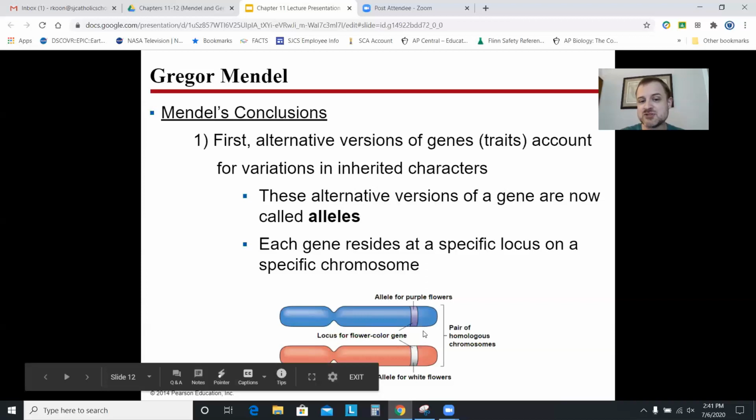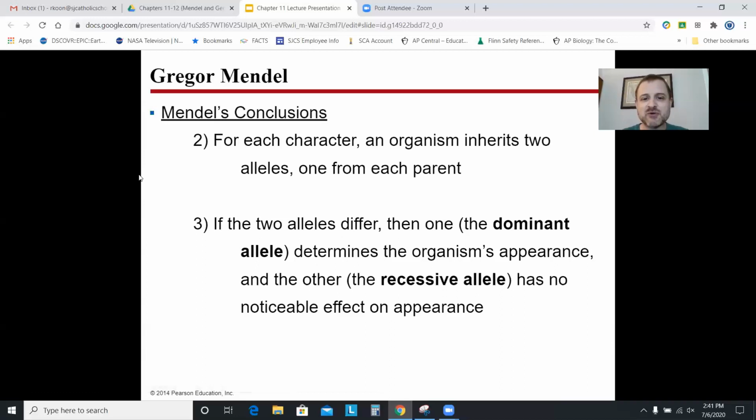Number two, this one's obvious, right? For each character, an organism inherits two alleles, one from mom, one from dad. Number three, hopefully is obvious. If the two alleles are the same, end of story. If it's big P, you're purple. If they're different, the dominant trait masks the recessive trait. There's no blending in Mendel's conclusions. It's dominant or it's recessive.